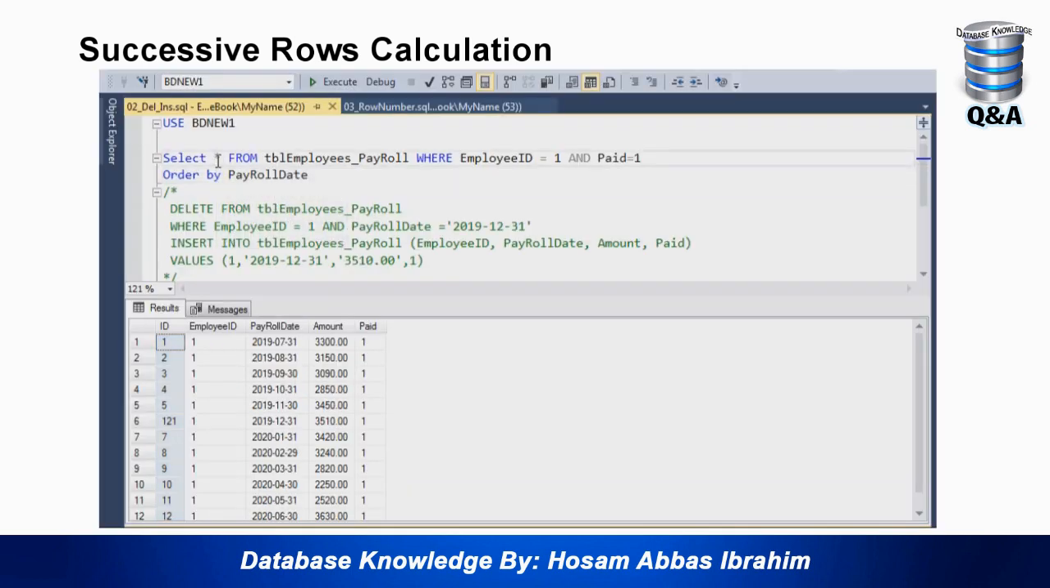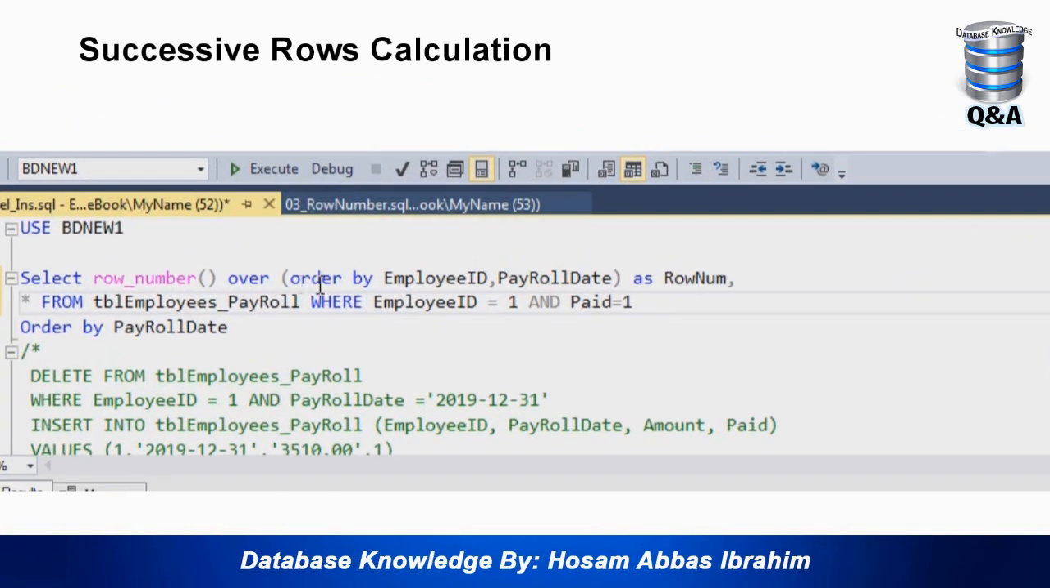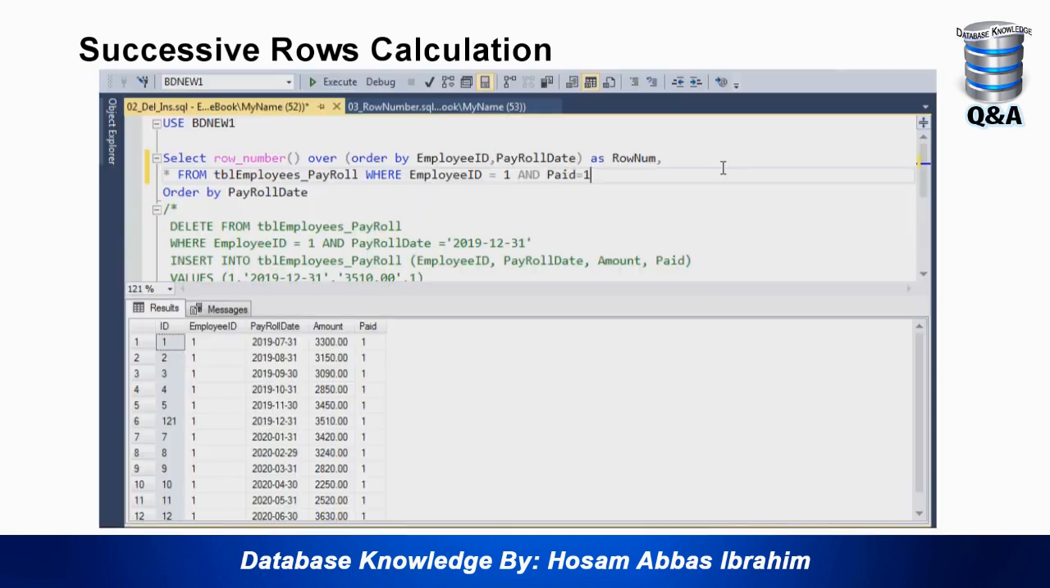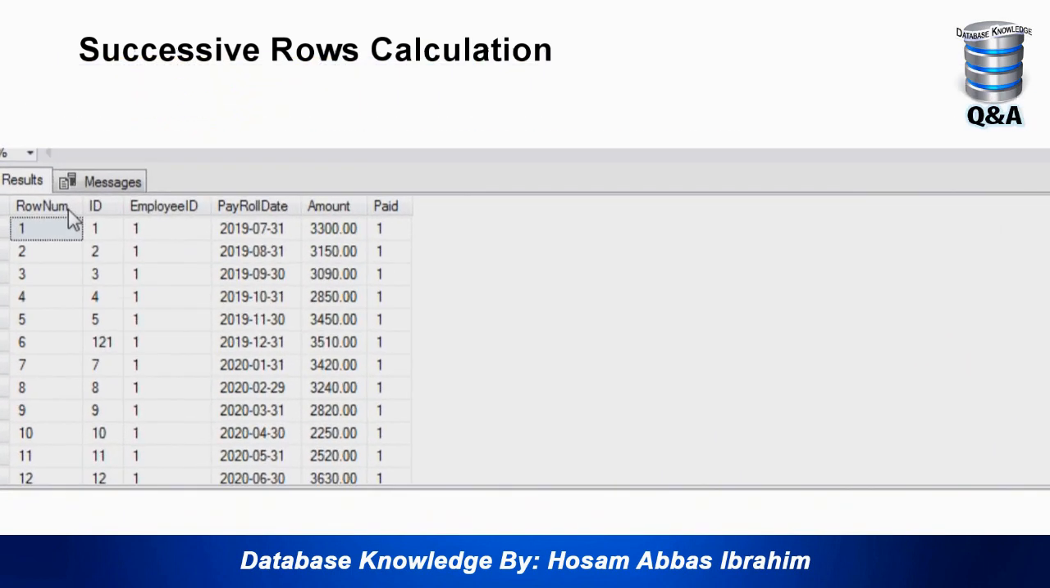We will use a function called row number. Here it is, OVER in brackets ORDER BY employee ID and payroll date, and I will give it a name like row number or row sequence, whatever. We will run this query and here the row number comes exactly in the order I want.